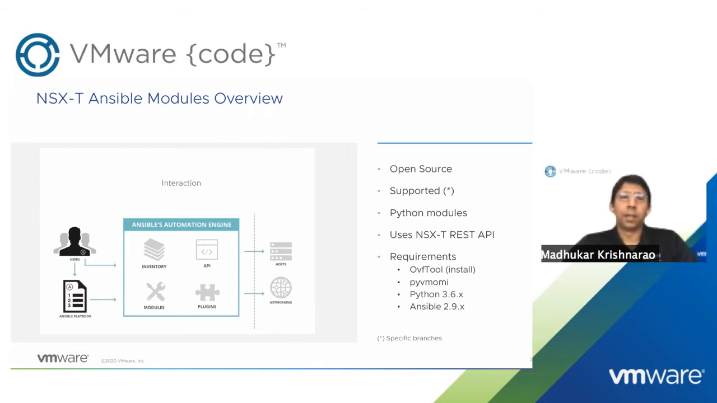Now, in terms of the Ansible module itself, it's supported and it's open source. So all the development, all the code is already on GitHub. It's free for anyone to use, anyone to modify and use in their org. You can submit pull requests, you can contribute code back, plus specific branches of the repository are actually supported by VMware. So you can call up VMware support and ask for help.